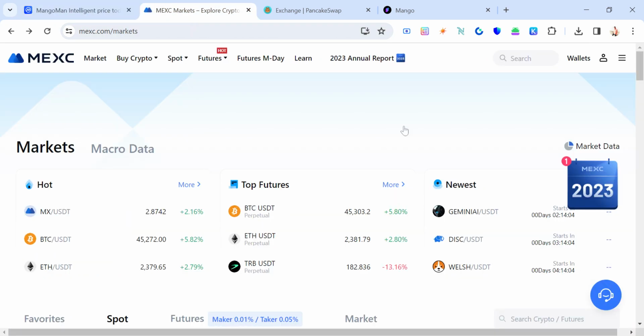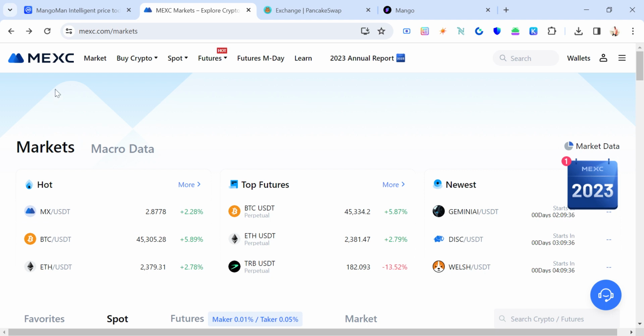So the best way to buy is on a centralized exchange. It's available on MEX. Now, if you don't have an account on MEX, you can use the link in the description to sign up on MEX, where you will be getting a lot of sign up bonuses, and also it has minimum trading fees, and I think it still has zero buying and selling fees, so there are no fees on MEX right now.